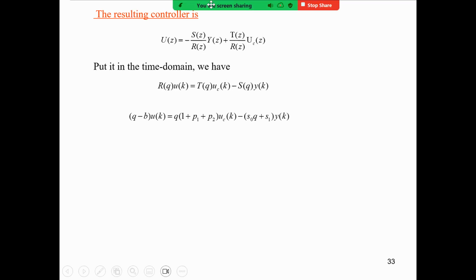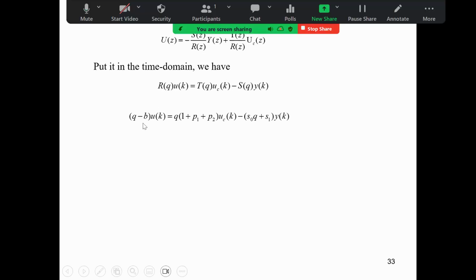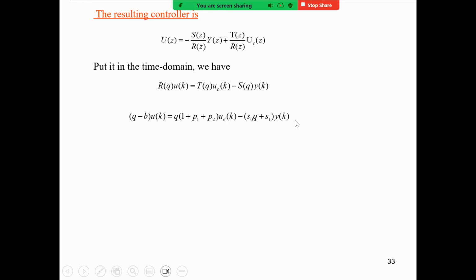The forward shift operator. The Z minus B is Q minus B. This is the T. This is your S. Then we can write out the difference equation in the time domain. Because there is a Q, it is u(k+1) minus B u(k) equals 1 plus P1 plus P2 times uc(k+1) minus S0 y(k+1) minus S1 y(k). Of course, this one is not clear, right? Which signal is present and which one is in the past? Because now it looks like it involves both present and future.